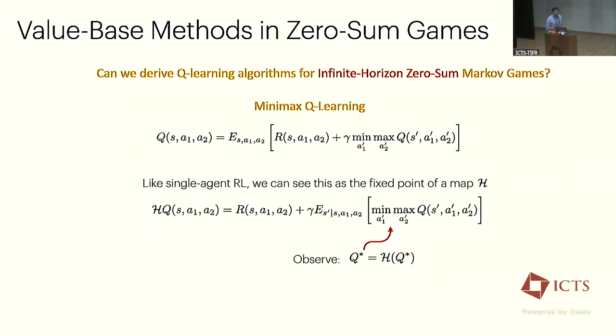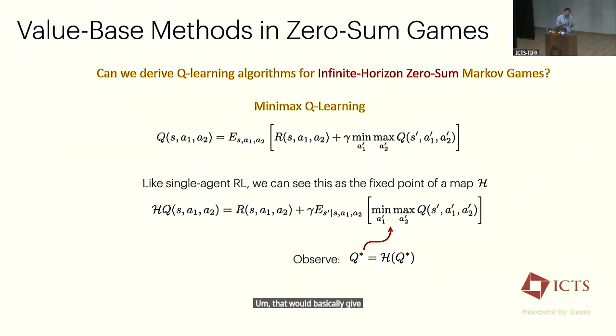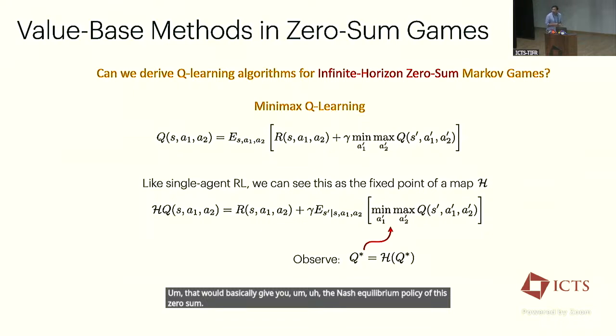Any other questions? That's a very good question. Sorry, I didn't write it, but basically, if you were to take the argmax and the argmin, so basically the Nash equilibrium of each of these stage games, that would give you the Nash equilibrium policy of this zero-sum game. And it need not be unique.